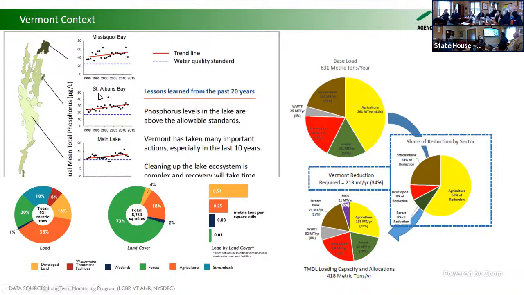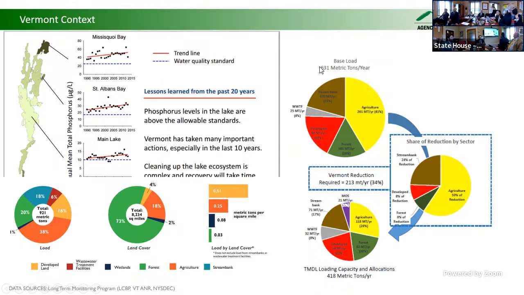Each year, DEC Basin Program does in-lake water quality monitoring in all of the bays to understand what the phosphorus concentration level is in the water column. So yes, we know what the water quality is, and you can see this is the standard. We're above the standard, and the trend line is getting worse. Okay, that's reflected here across all of those segments.